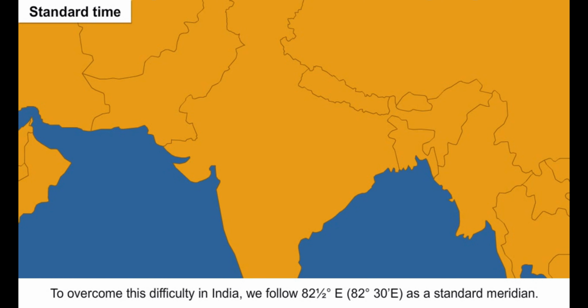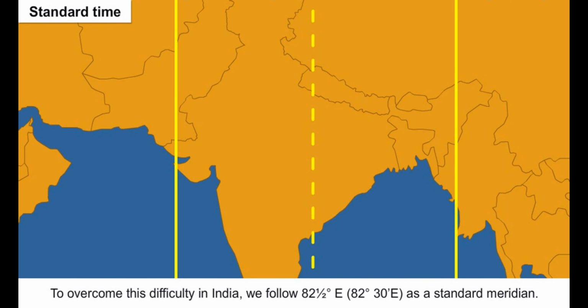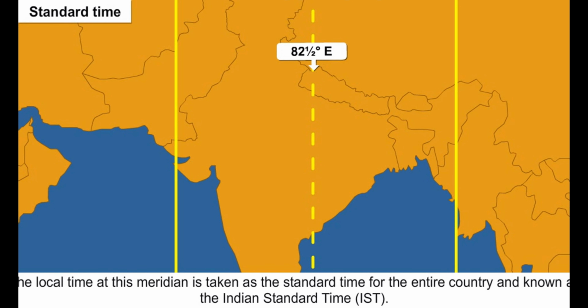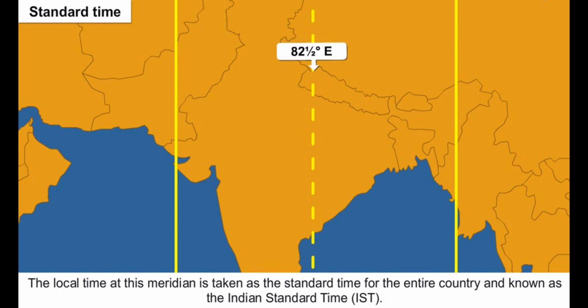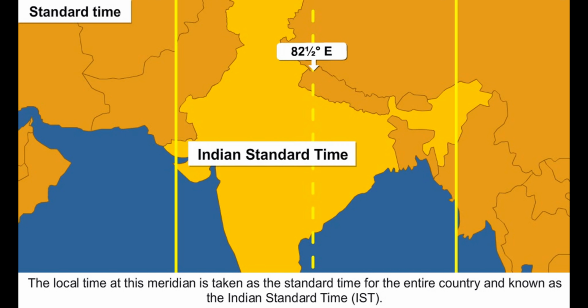To overcome this difficulty in India, we follow 82.5 degree east and 82 degree 30 minutes as a standard meridian. The local time at this meridian is taken as the standard time for the entire country and known as the Indian Standard Time, that is IST.